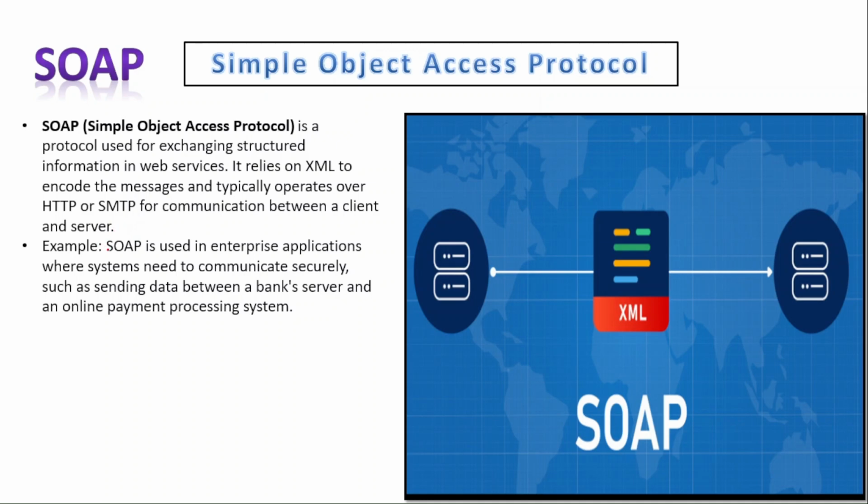Example: SOAP is used in enterprise applications where systems need to communicate securely, such as sending data between a bank server and an online payment processing system.